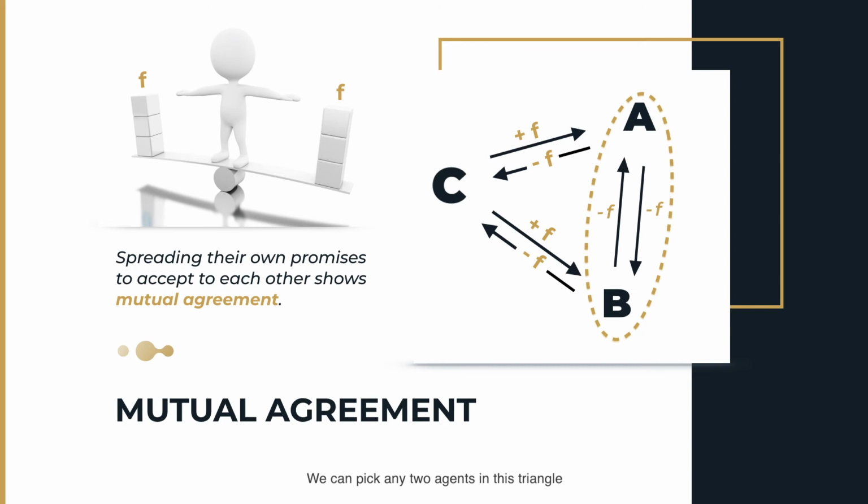We can pick any two agents in this triangle and weigh them to make them agree, and the third can be the judge or the arbiter of their agreement, without actually agreeing itself. So, by completing this triangle or mesh network for a larger number of agents, every agent can police every other. This is mutual agreement. It's consensus.